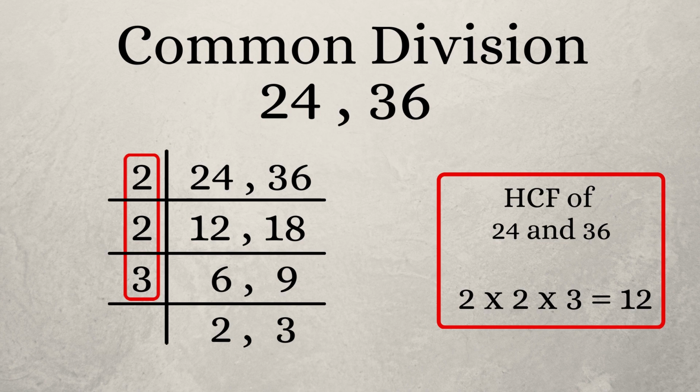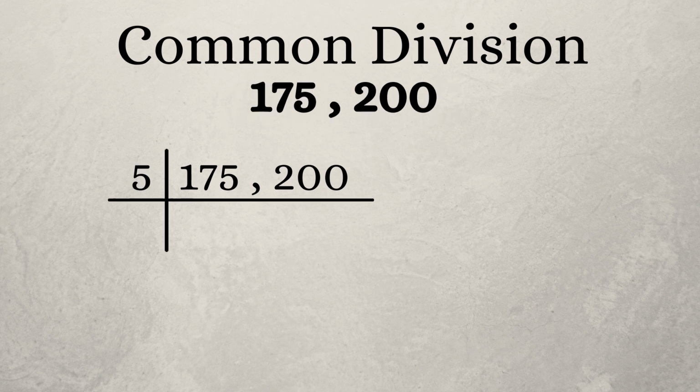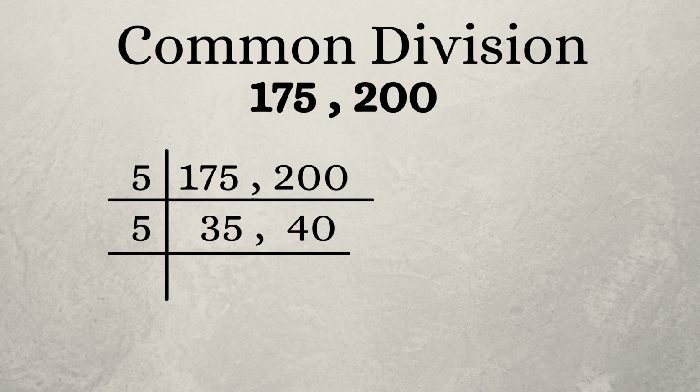Finally, let's do the common division of 175 and 200. The smallest prime factor common to these two numbers would be 5. So dividing these two numbers by 5 gives us 35 and 40. Now again, the smallest common prime factor for 35 and 40 is 5 again. So dividing these two numbers by 5 gives us 7 and 8.